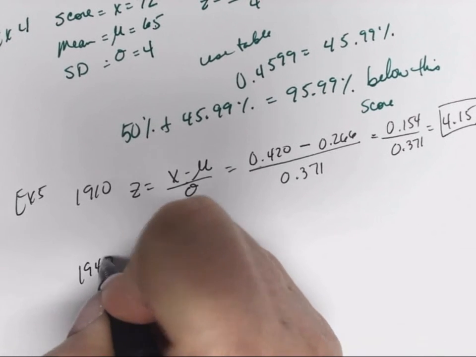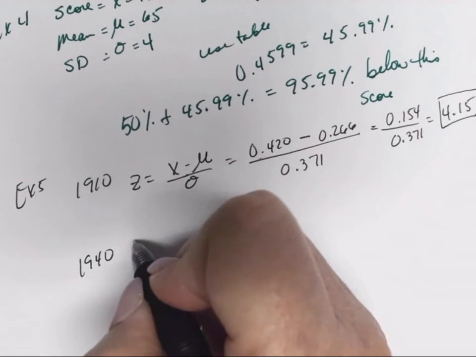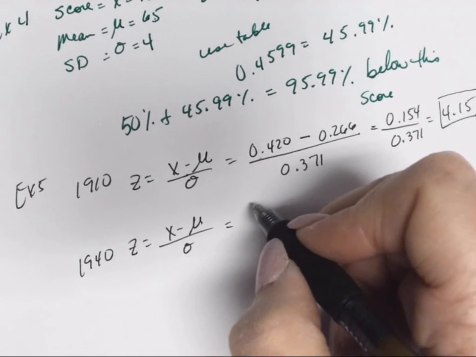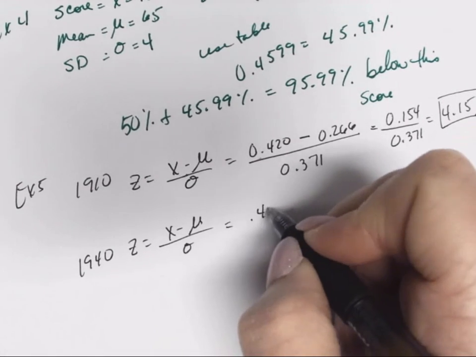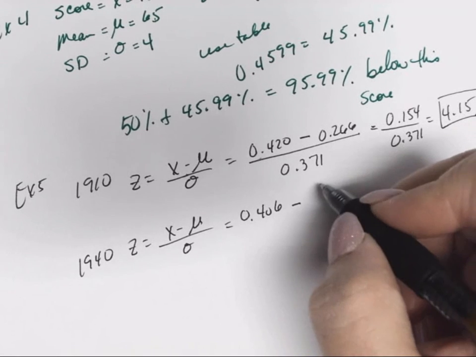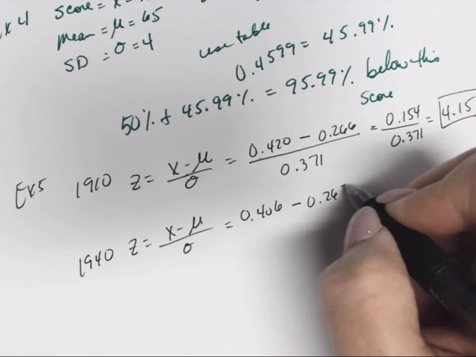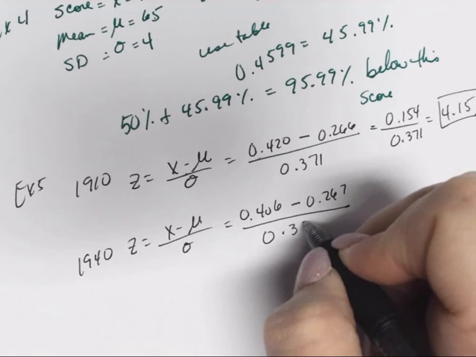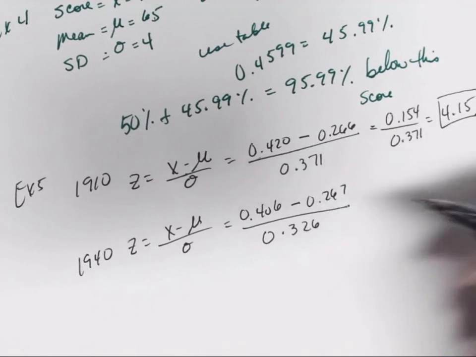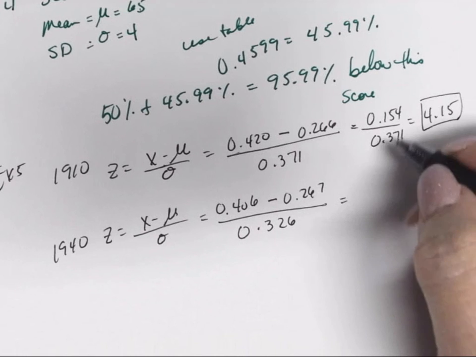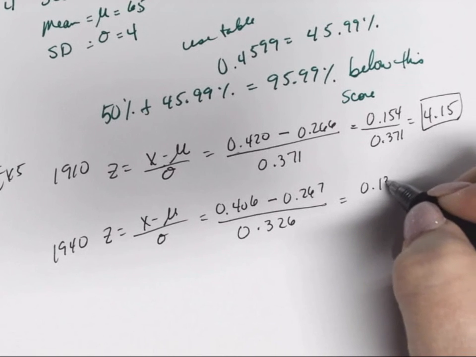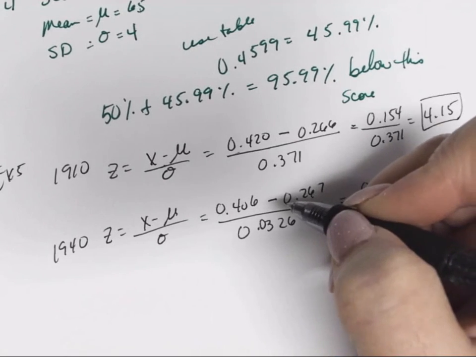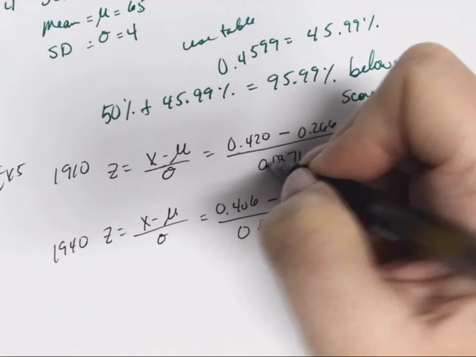In 1940, we're looking at Ted Williams. And again, we're using the same formula. And his batting score was .406. And their mean was 0.267. Interesting that the means were similar. And the standard deviation was 0.326. A little bit difference in the standard deviation. So on the top, we're going to get 0.139 divided by 0. Oops, I'm missing a 0 here. Hang on. I left off a 0. So sorry. That makes a huge difference.